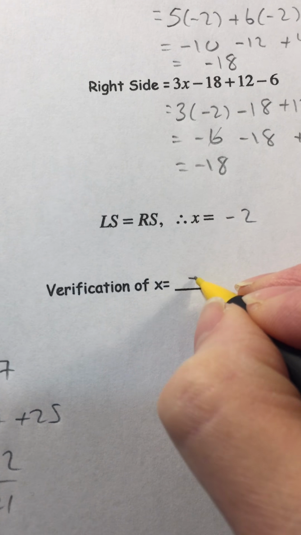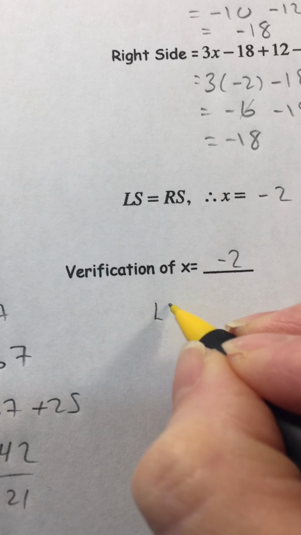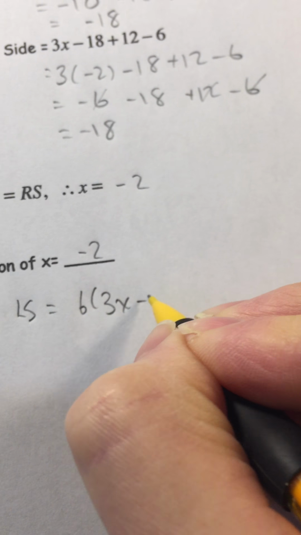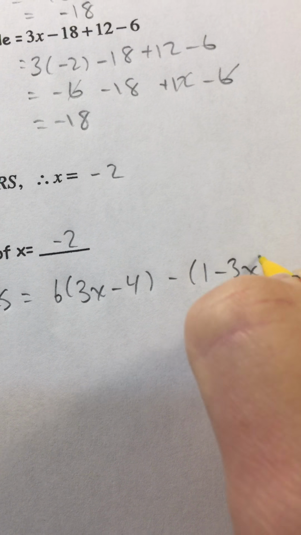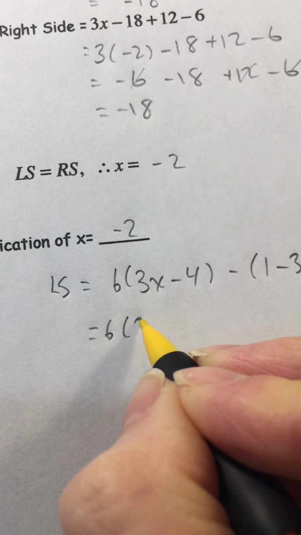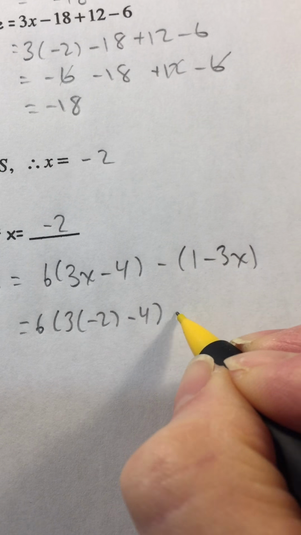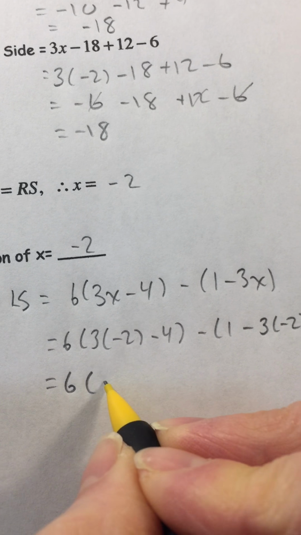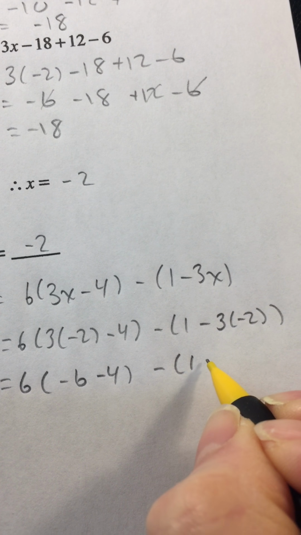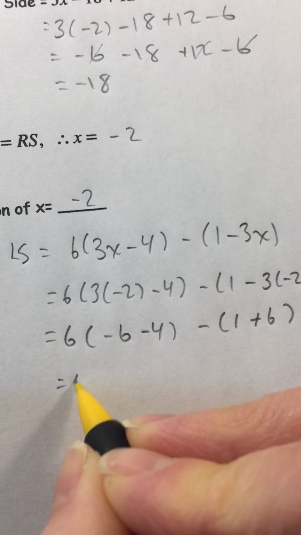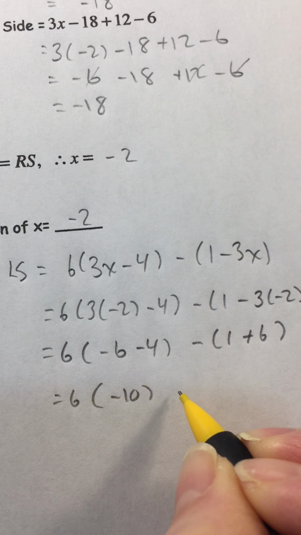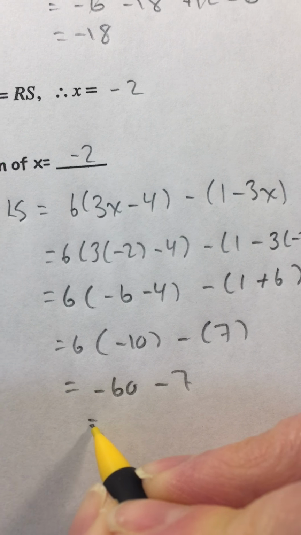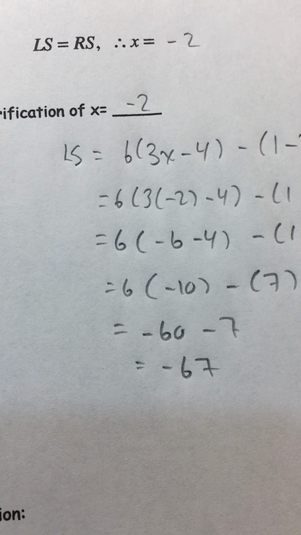Okay, we're going to verify that the answer does indeed equal -2, and we're going to do that by doing the left side, going up and getting the left side of our equation from here and rewriting it. And then remember to use brackets for substituting. Just carry on and figure out what this is, working with BEDMAS inside the brackets first. Ta-da! We got negative 67 for the left side.